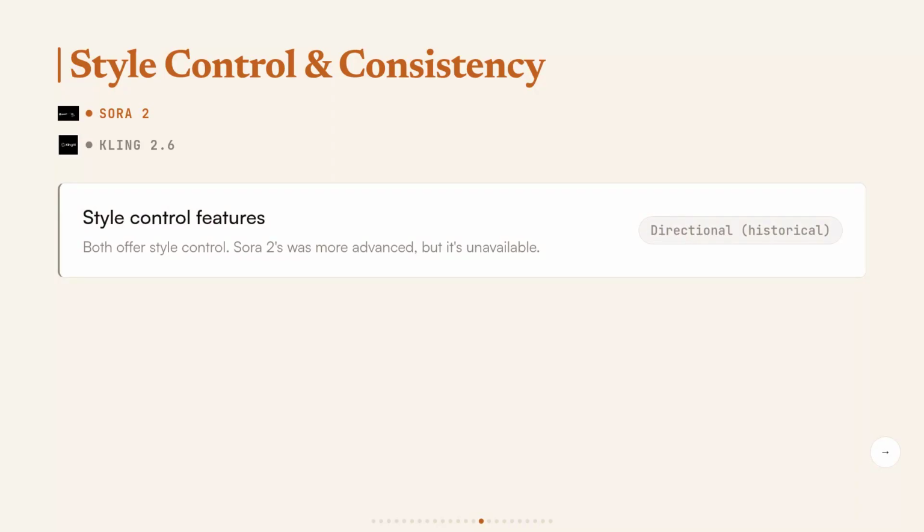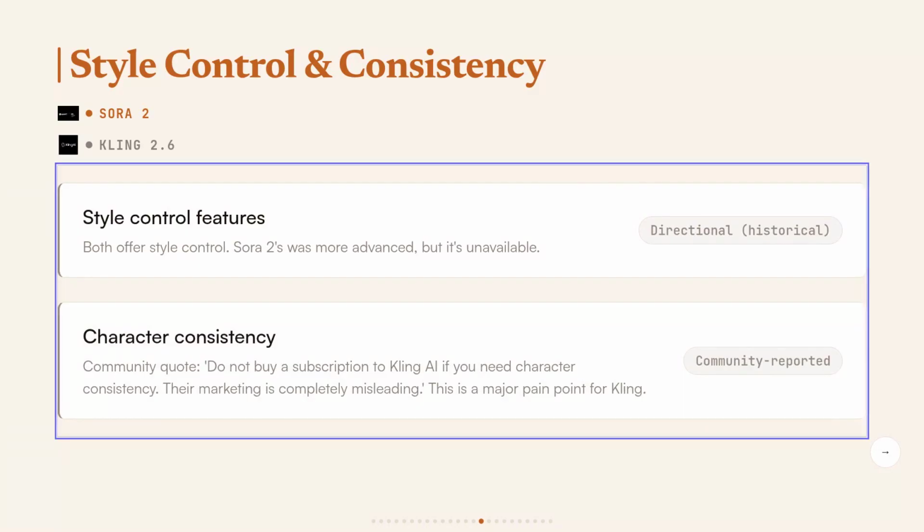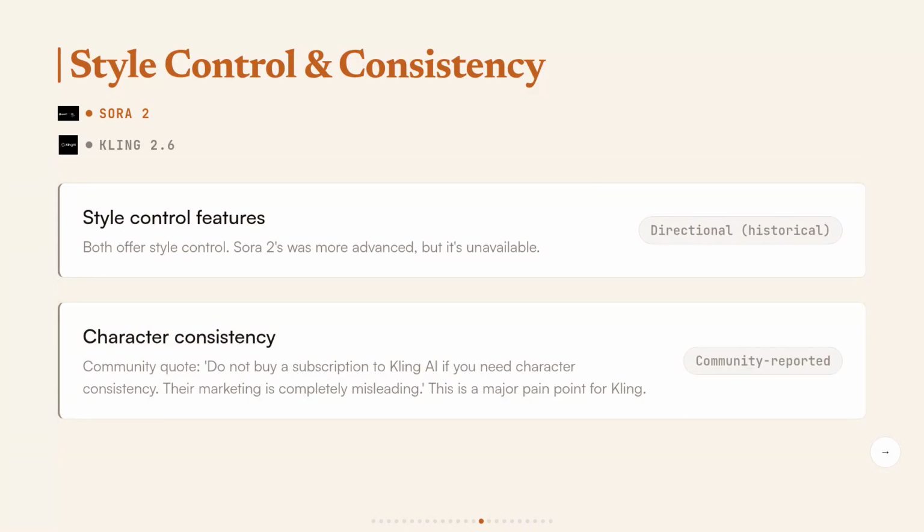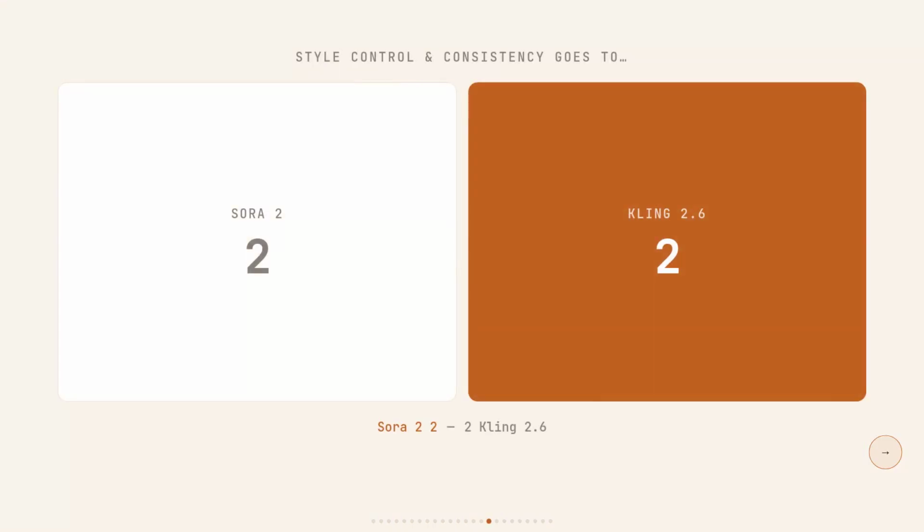And while Sora 2 had more advanced style tools including text prompts and reference images, since it's unavailable, Kling's style reference feature is what you're actually working with, and it needs manual tuning. Kling 2.6 takes this test because it's the only style tool you can actually use today, even though Sora 2's feature set was more advanced. And that's a strange win to hand out, but availability forces the call. We're tied now, Sora 2, Kling 2.6, 2, and the last test decides it.